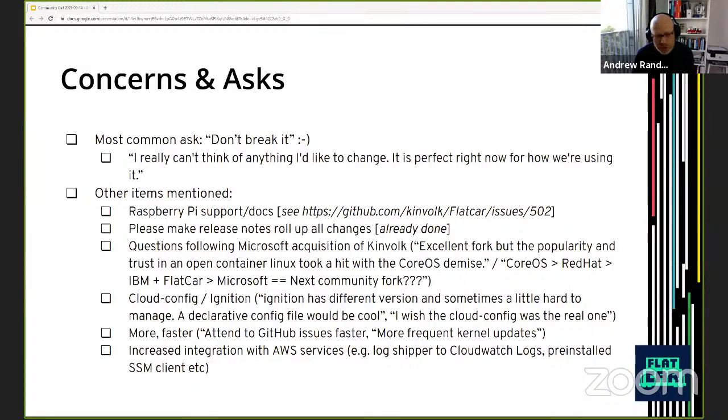A couple of questions around cloud config and Ignition. Yes, Ignition has a different version from the very latest one, and I think someone mentioned earlier their work on the team, they're working on that. Cloud config being the real one, yeah, I can understand the driver for that. There are big questions about that though, because full cloud config is a Python tool. We don't ship Python by default. It would blow up the distro significantly. So that's a bigger question.